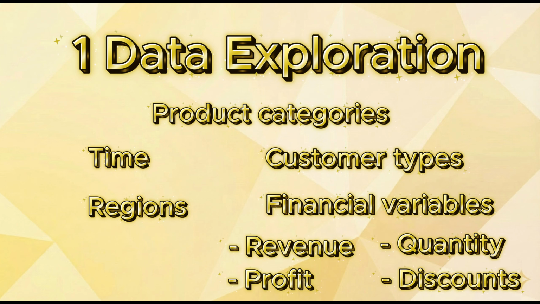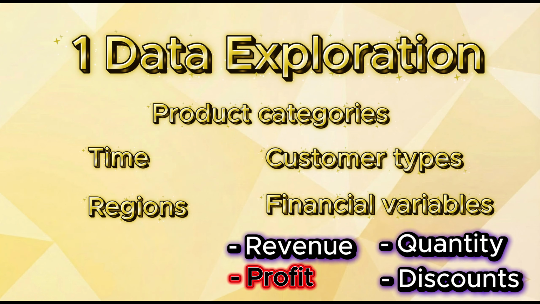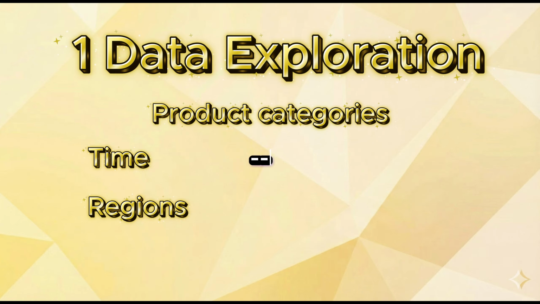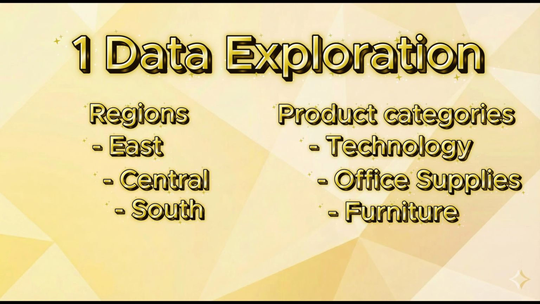We picked profit as the dependent variable. Revenue, quantity, and discounts are the 3 key independent variables. We crossed out the customer types because it is insignificant at the 10% significance level. We simplify the time data into 12 months instead of specific days of the year to make our predictions more interpretable. Regions and product categories are made dummy variables so that we can distinguish and compare the profit driven by these categorical variables.